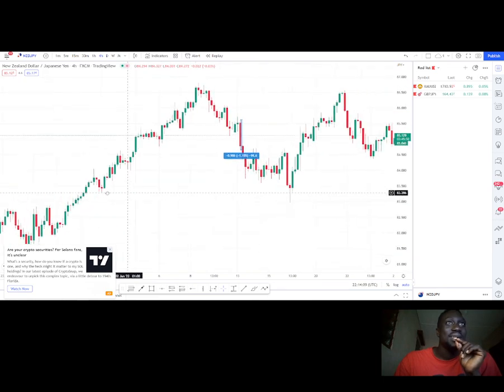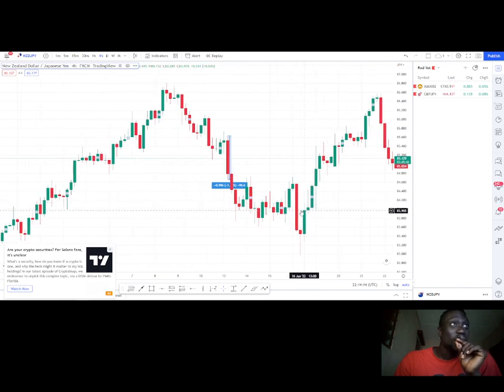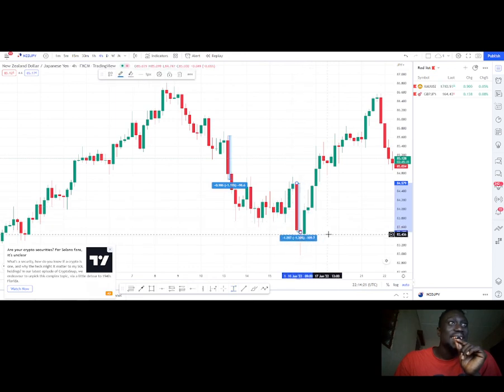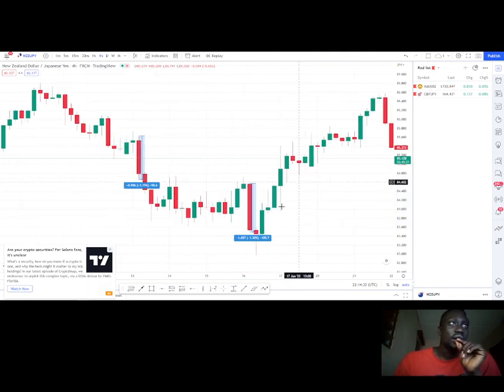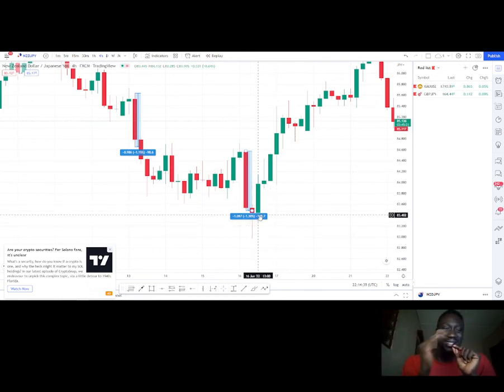So if you are able to capture all these moves, there's another one that also happened, another 100 pips. You get it. So you can see the market consolidated throughout the London and also the US session, but immediately the Asian session started, look, it just dropped 109 pips. Wow, that's insane.